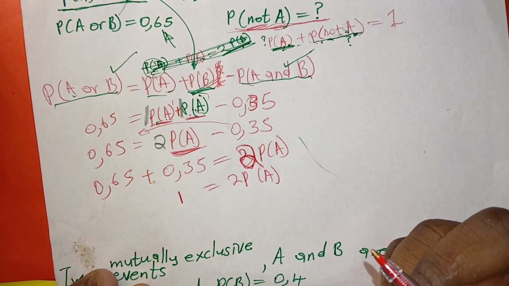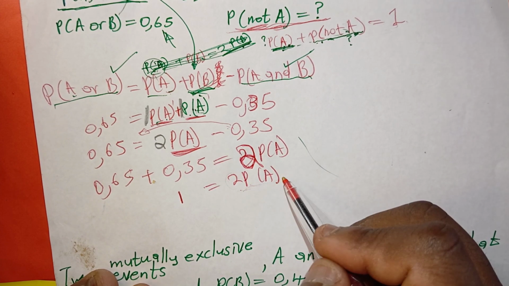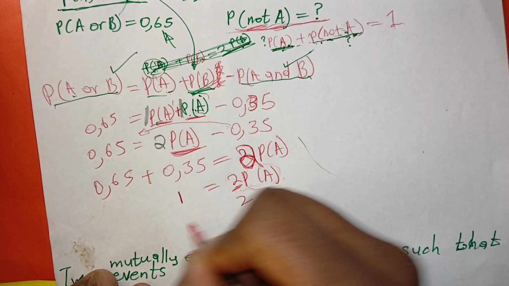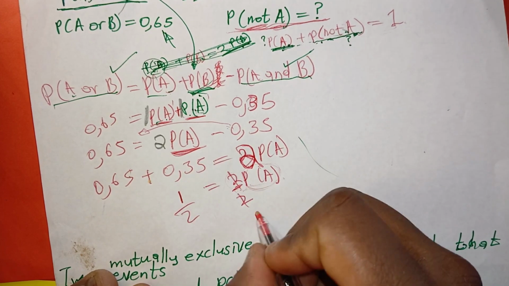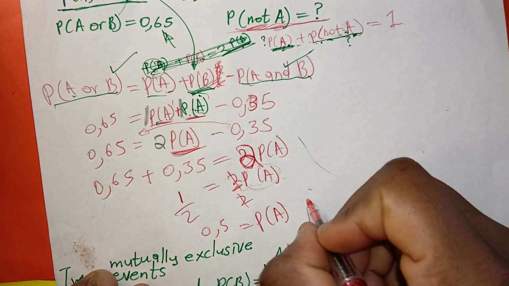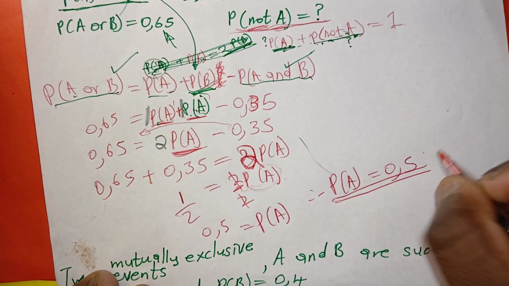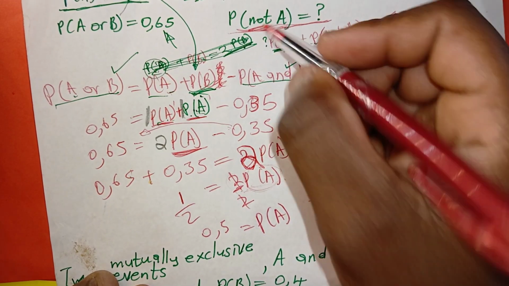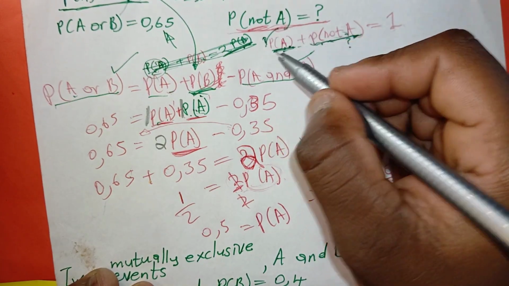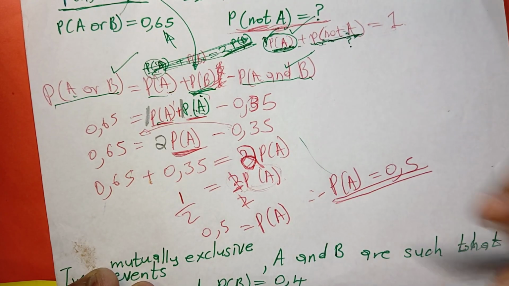What is in front of what we need? We divide by it. So we'll divide by this thing. Cancel, meaning now our A there will become 0.5, which is the same as P(A) equals 0.5. So by knowing this A, guys, we can know this one now. So now we know A, we know this thing. Do you see? So now we can solve that one.